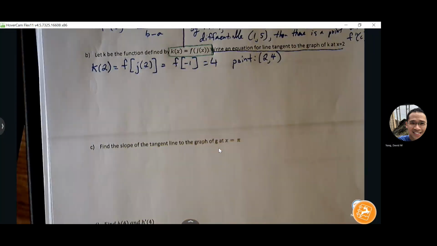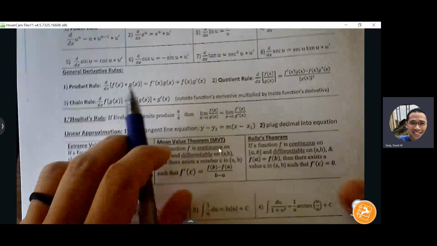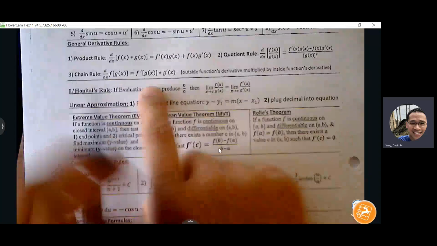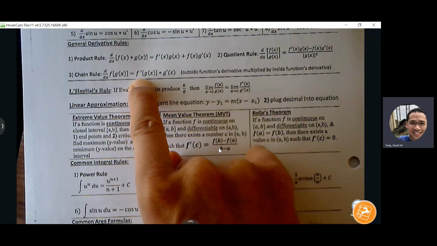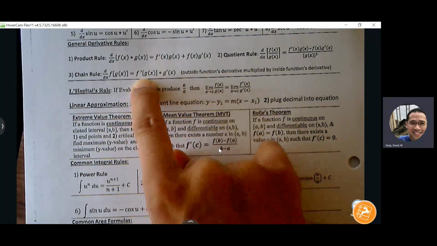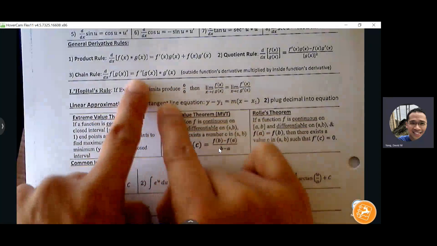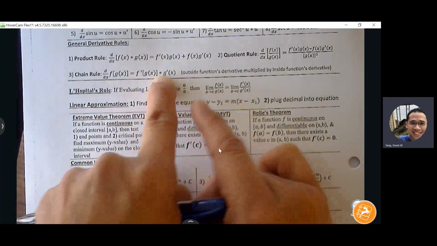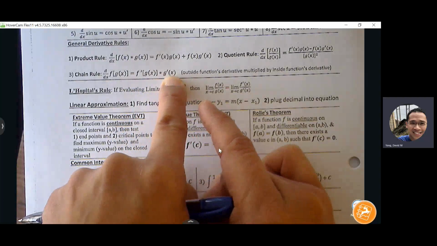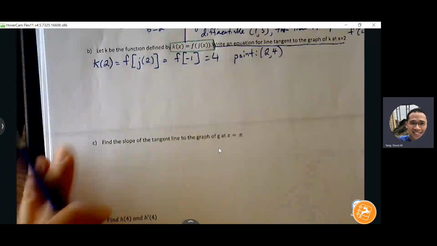If you go to the back of your sheet here, chain rule says if I want to take the derivative of f of g of x, it's going to be outside derivative times inside derivative. So f prime of g of x. I take the outside derivative, I keep the inside intact, and then multiply that whole thing by the inside function's derivative.